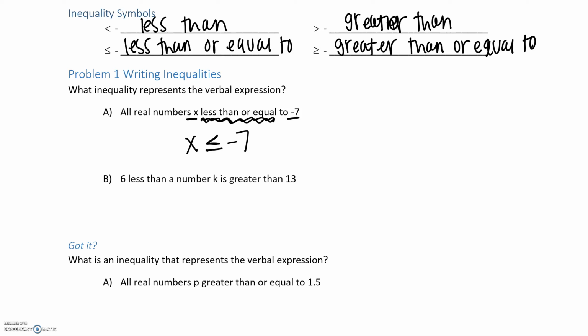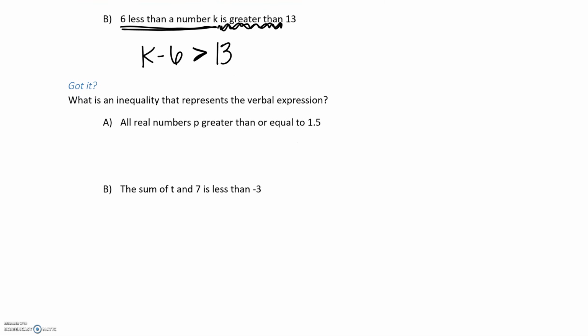So with our next one, this one is a little bit more tricky because we've got 6 less than a number k is greater than. So we want to look for that is greater than, not just that less than. So is greater than is going to be what we're going to use. So on this side, we've got 6 less than a number k. So when we have 6 less than a number, that means we've got k minus 6. Our greater than sign is a caret pointing to the right. And we've got 13 on the other side. Okay, so go ahead and try writing your own inequality expressions.